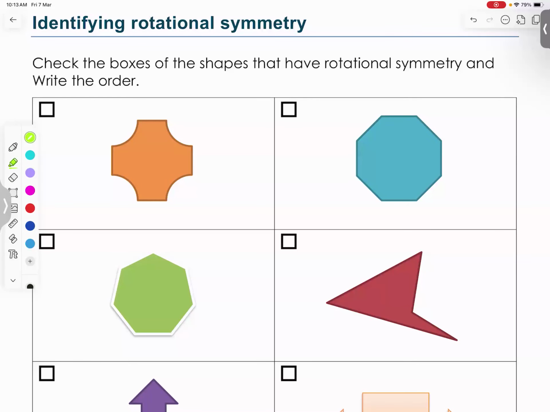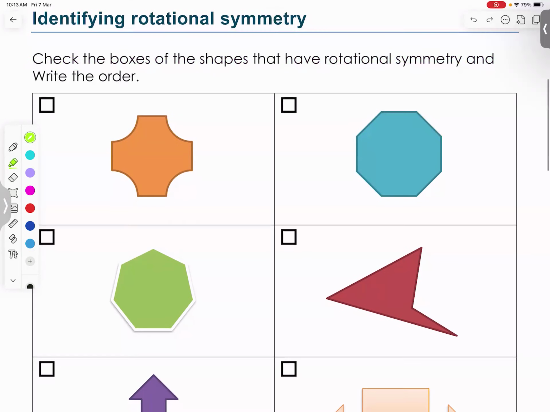Actually, here we identify rotational symmetry. We want to find the rotational symmetry of all these diagrams. Check the boxes of the shapes that have rotational symmetry. First of all, I will check the boxes which have rotational symmetry.